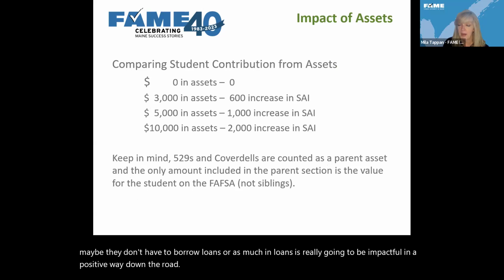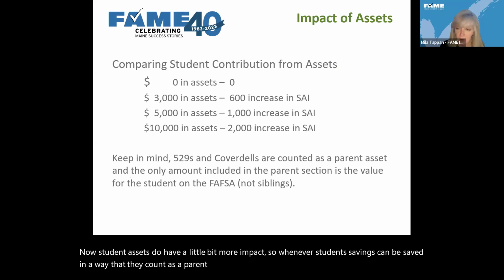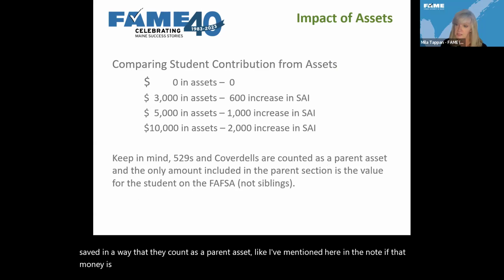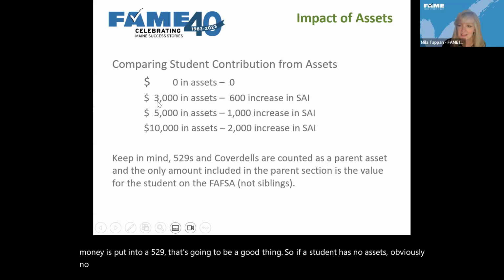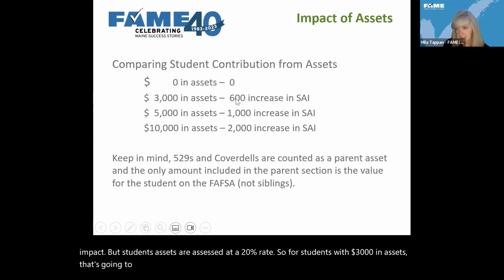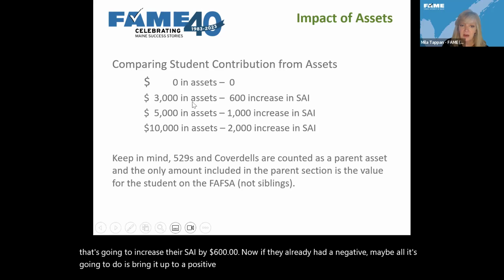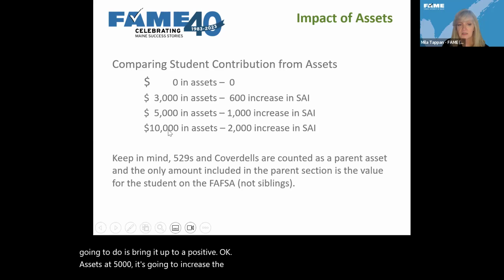Now, student assets do have a little bit more impact. So whenever students' savings can be saved in a way that they count as a parent asset, like I've mentioned here in the note, if that money's put into a 529, that's going to be a good thing. So if a student has no assets, obviously no impact, but students' assets are assessed at a 20% rate. So for students with $3,000 in assets, that's going to increase their SAI by $600. Now, if they already had a negative, maybe all it's going to do is bring it up to a positive, okay? Assets at 5,000, it's going to increase the SAI by 1,000, and $10,000 in assets, again, the 2,000.